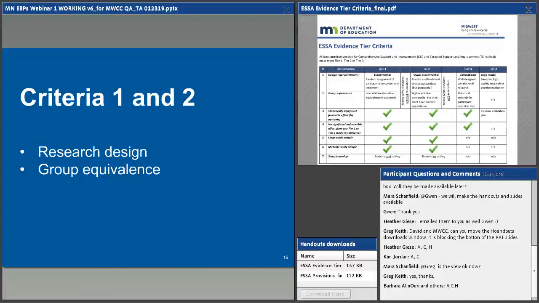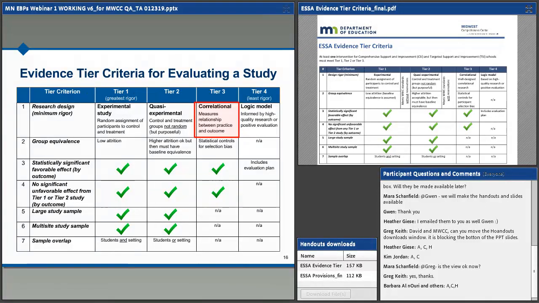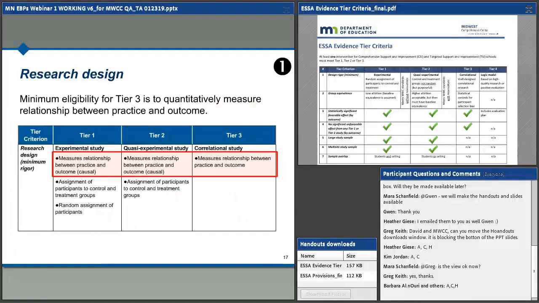Now let's focus on criteria 1 and 2, research design and group equivalence. All right, the minimum requirement for tier 3 is that the research design is at least correlational. And that means that the research design at least measures the relationship between practice and outcome. We can see, looking across all of the research designs in tiers 1, 2, and 3, that all of these research designs measure the relationship between practice and outcome. Right? If you just think about that, it's a relatively low bar.